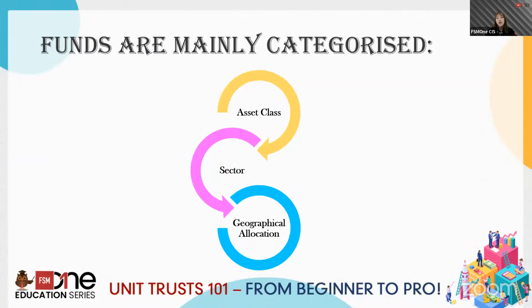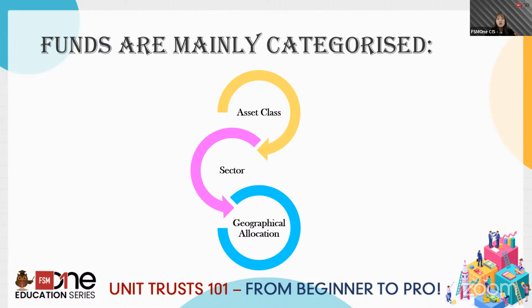So given that there are many types of funds available on the FSMOne Malaysia platform, investors may enjoy the flexibility of utilizing different combinations of asset classes to achieve their investment goals. Some may choose to invest in a broad-based manner, and others may prefer investing in a particular sector or country. So unit trust funds are mainly categorized based on 3 main aspects. The first one is asset classes, the second is sector, and the third one is geographical allocation.